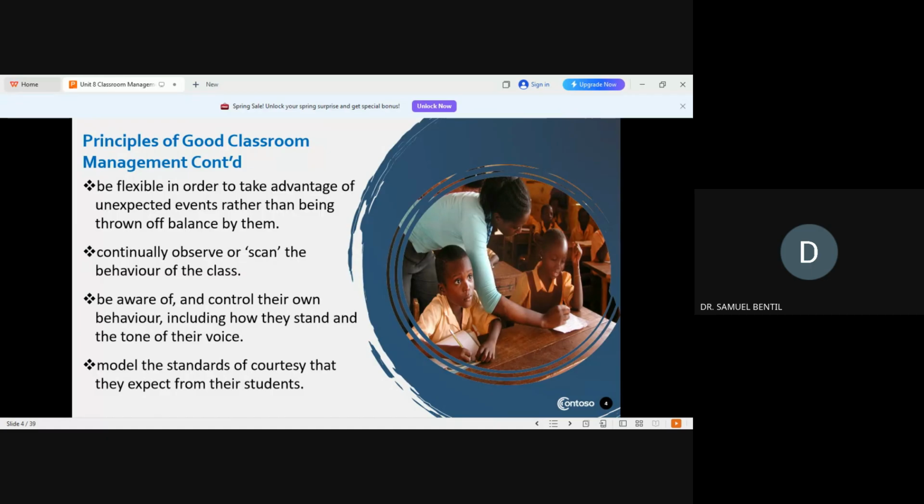The next principle we want to talk about is that you must be flexible in order to take advantage of unexpected events, rather than being thrown off balance by these events. And we have already talked about this in the teacher planning, that flexibility is key, because you cannot predict anything that may happen in the classroom. Some things may happen that you may not have control over. So what you need to do as a teacher is to be very flexible, so that in case of any happenings that you did not anticipate, you will not be so much affected or thrown off balance.